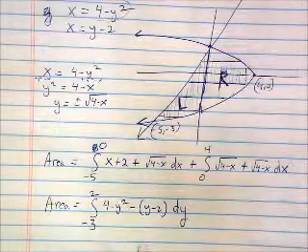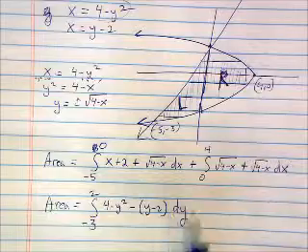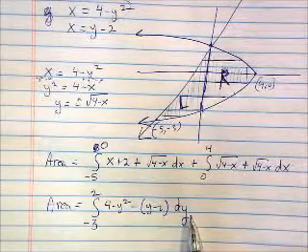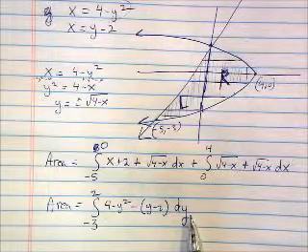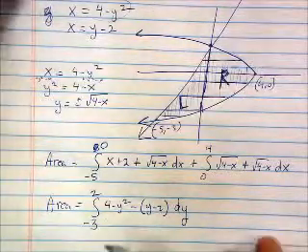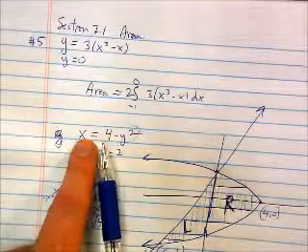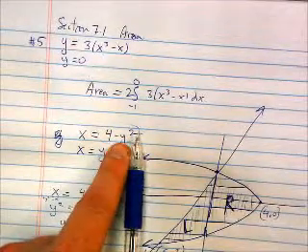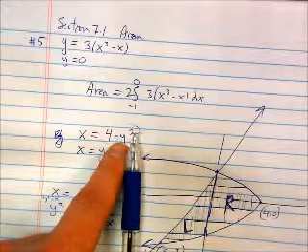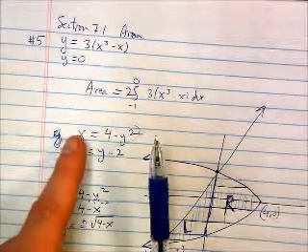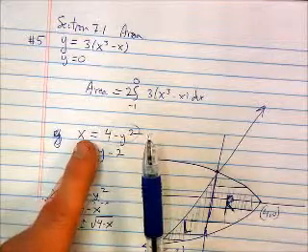How in general are you going to know if using dy is your better choice? When the original equations are given in this form. When the original equations are solved for x equals, it's almost always going to be easier to go dy. If the original equations are solved for y equals, it'll almost always be easier to use dx.